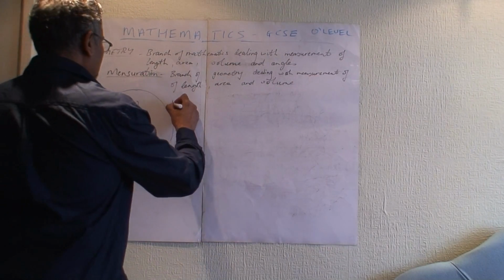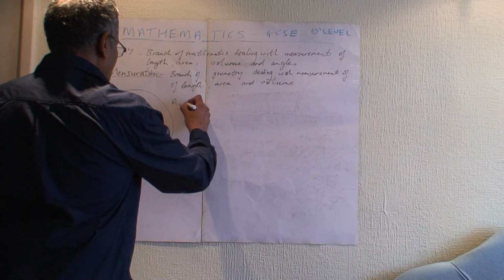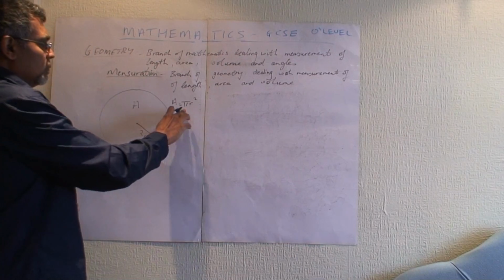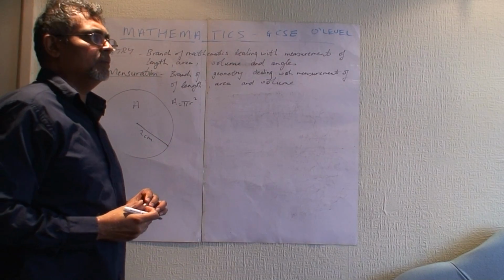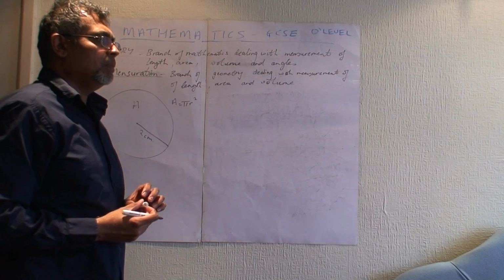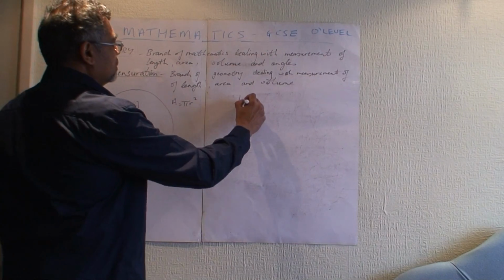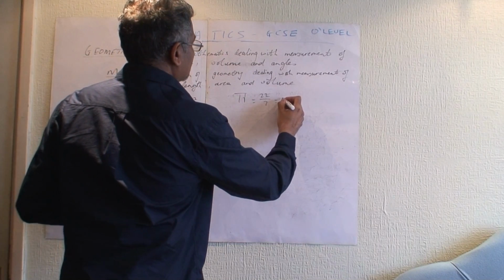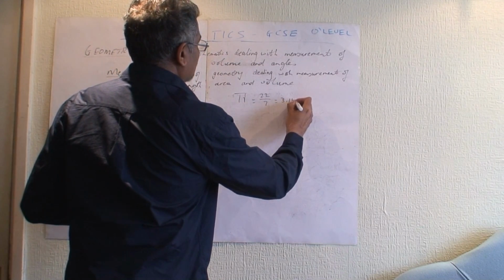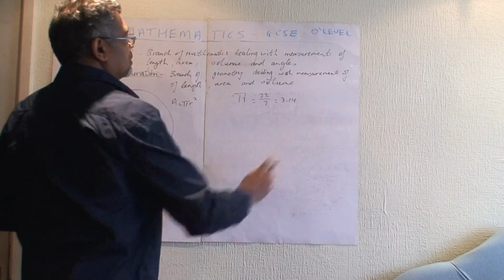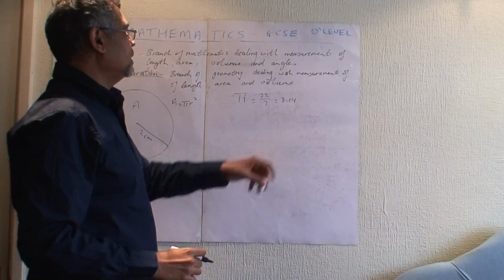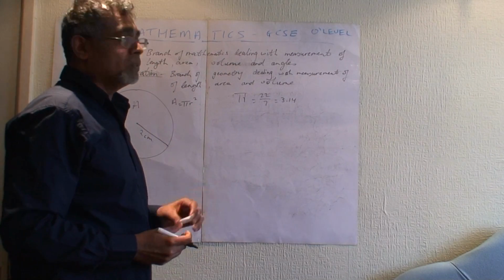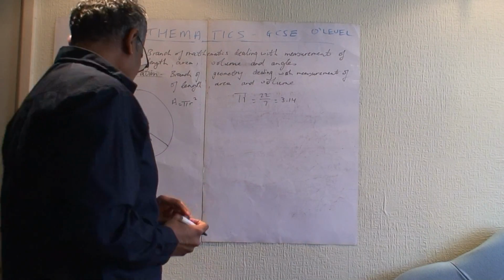So the area is equal to pi r squared. As we know, we dealt with pi. Pi is equal to 22 over 7, which is the same as 3.14, and it continues. That's the closest that we can get to pi, 22 over 7 or 3.14.